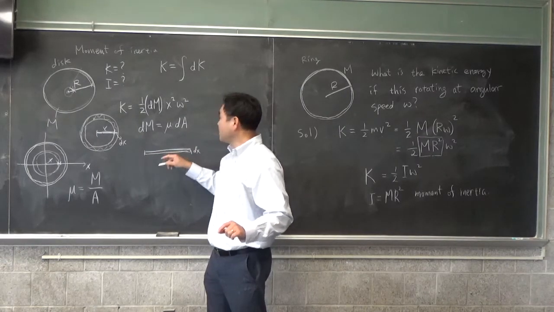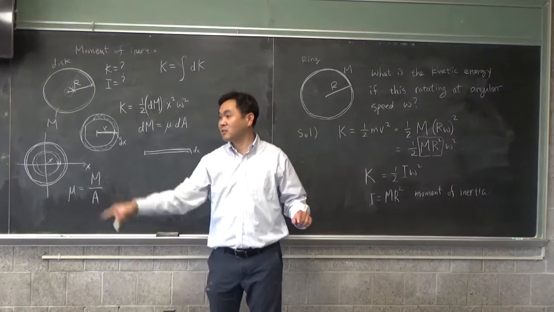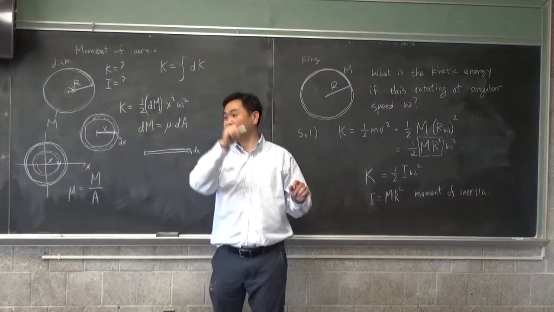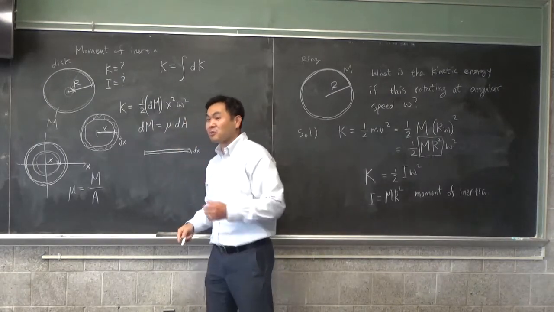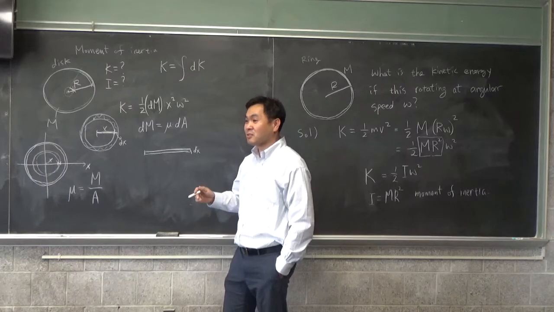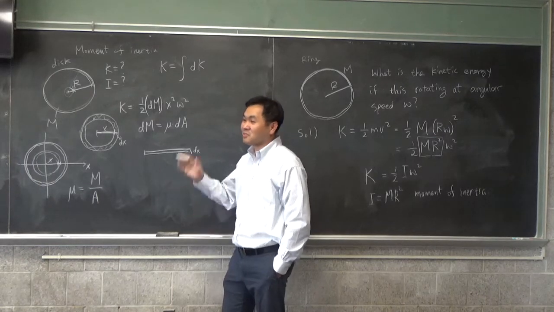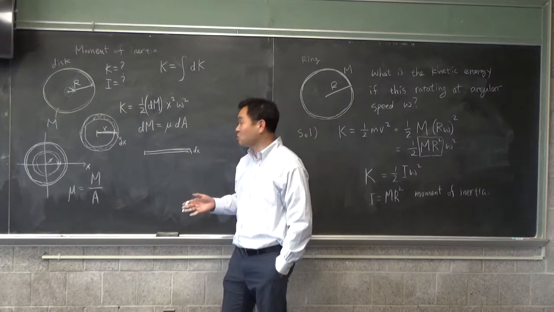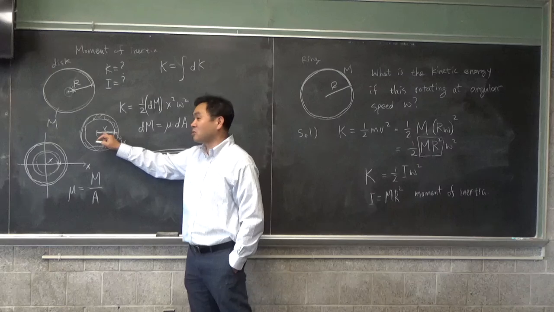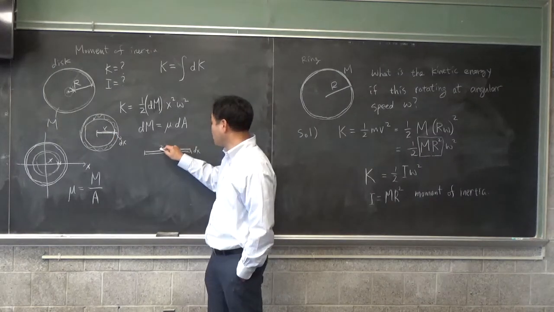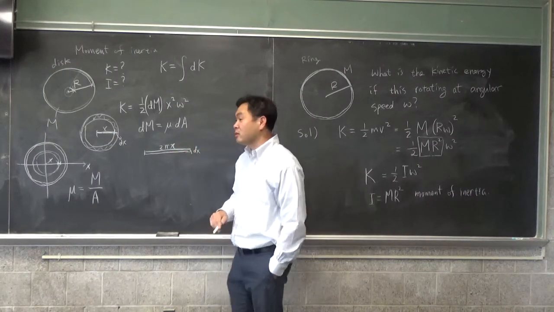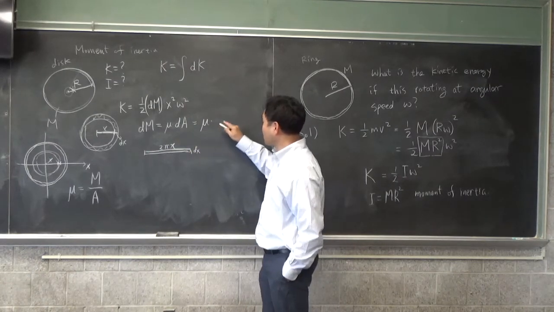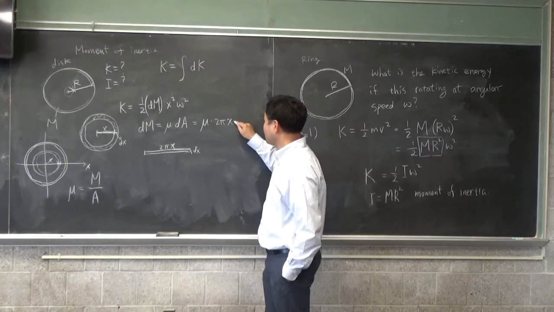What's this length? Circumference. What's the formula for circumference? It is 2 pi r. But as I said before, the radius is x, so this length would be 2 pi x. So this is what you get: mu times this, so it's mu times 2 pi x times dx.